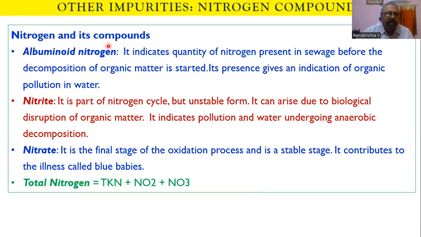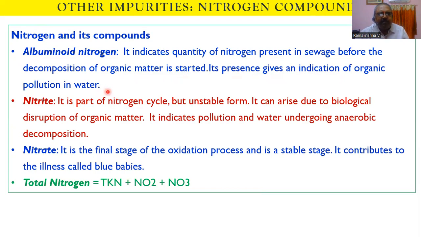And among the nitrogen compounds, the next step is albuminoid nitrogen. It indicates the quantity of nitrogen present in sewage before the decomposition of organic matter has started. Its presence gives an indication of organic pollution in water. That is nothing but the Kjeldahl nitrogen totally. And afterwards, we have nitrite and nitrate, which are part of the nitrogen cycle.